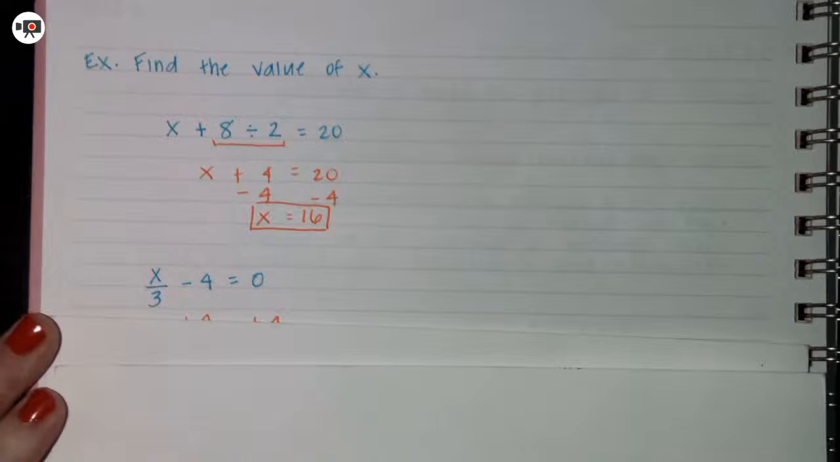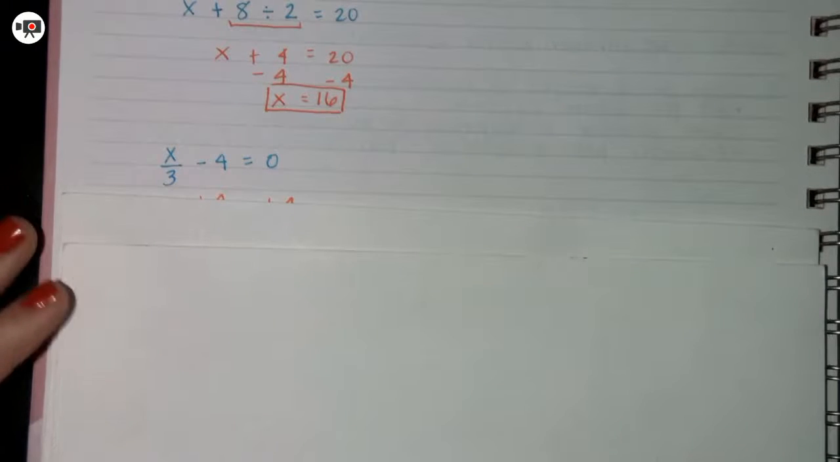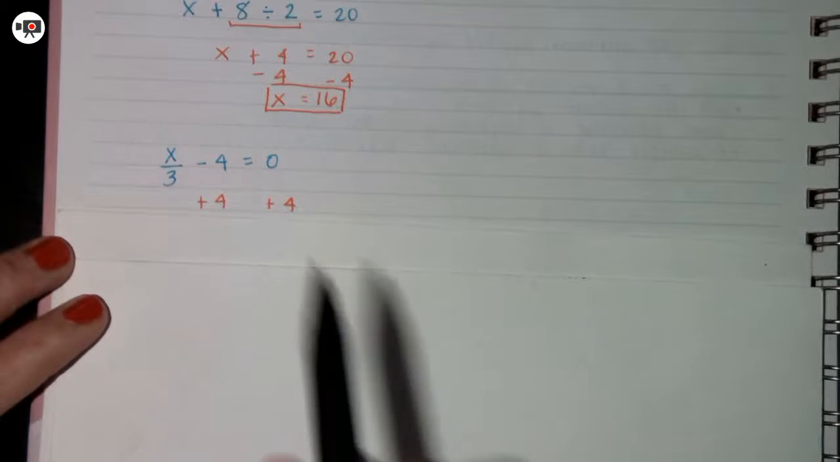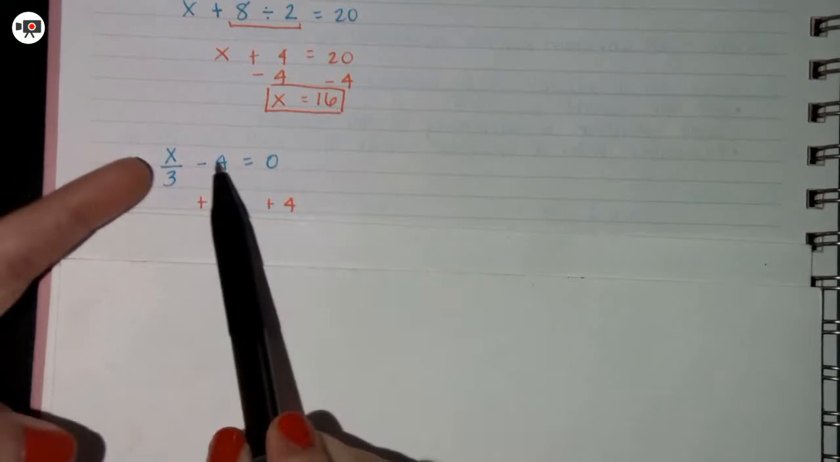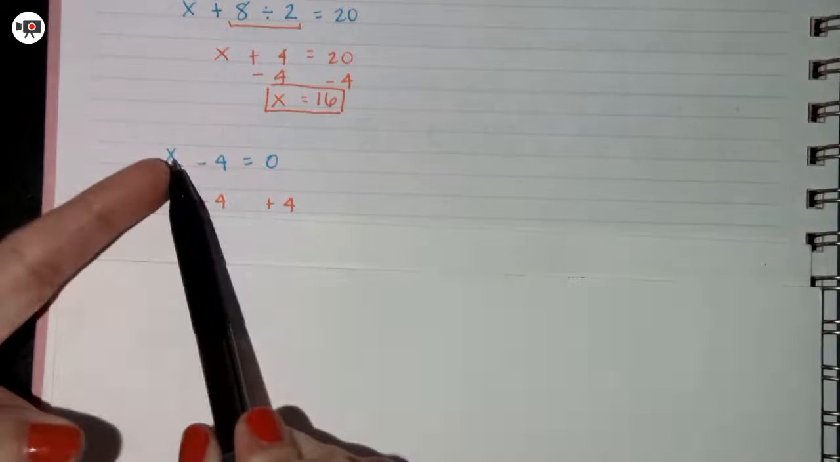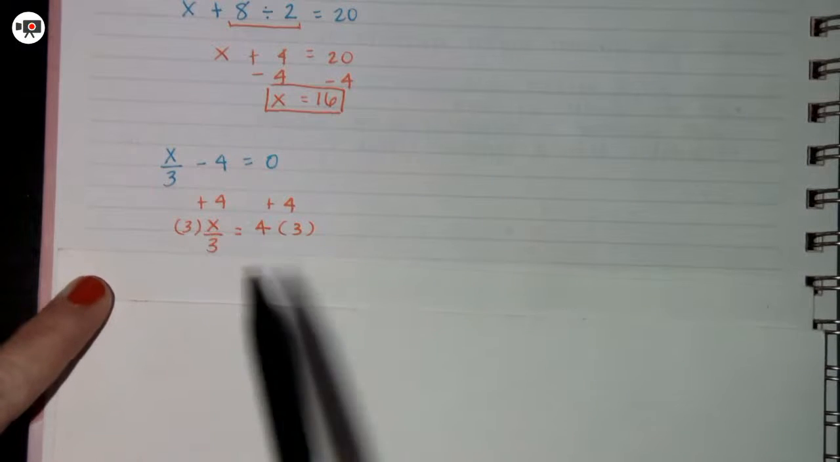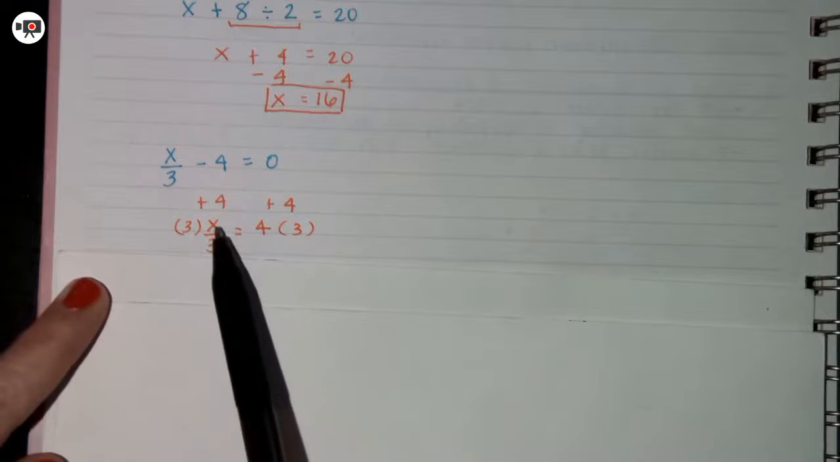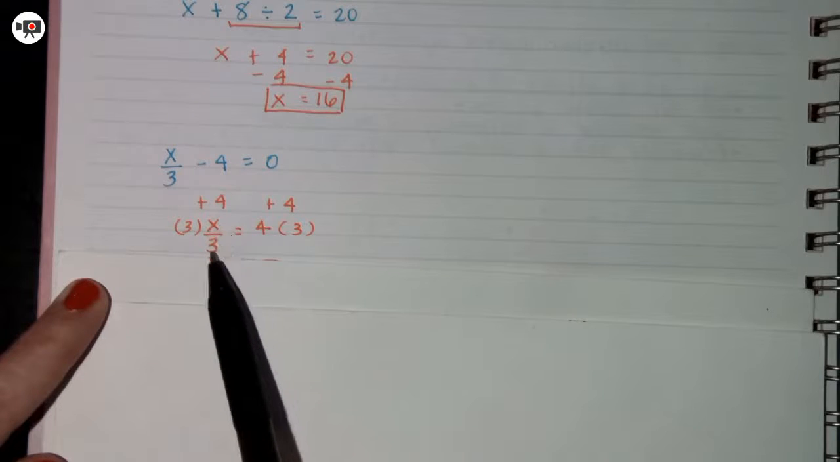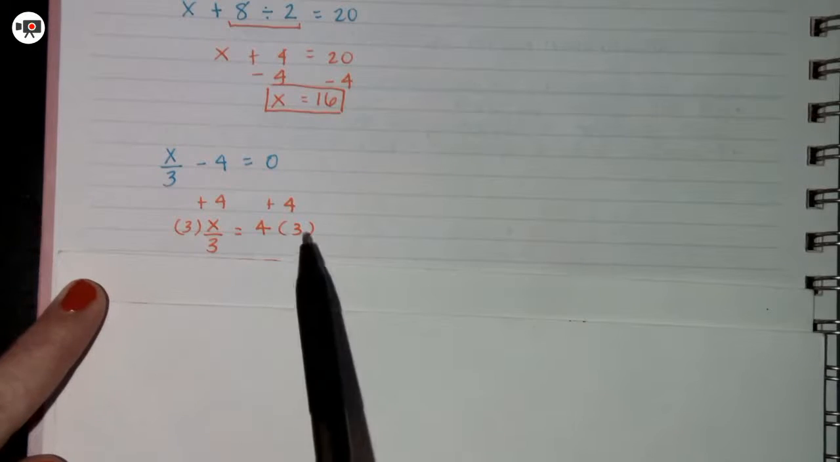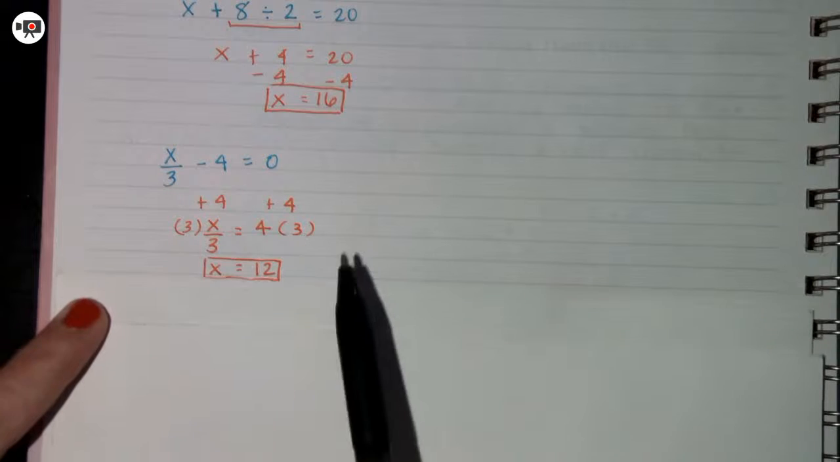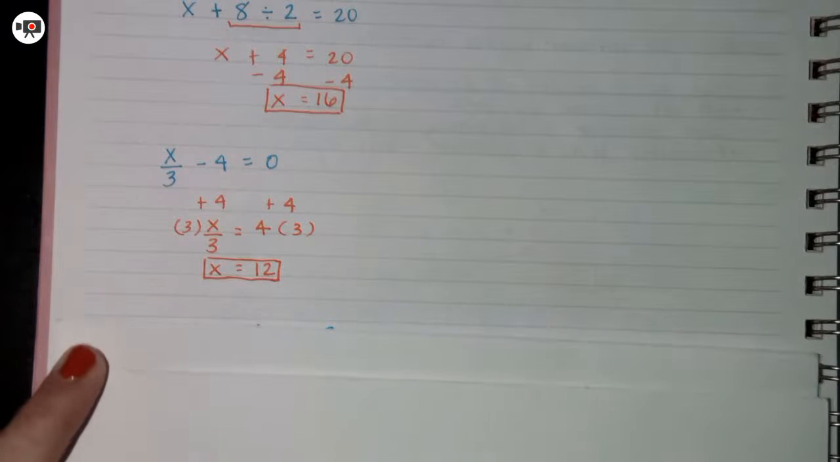For x over 3 minus 4 equals 0, I'm going to start by adding 4 to each side. That's working from the outside in towards the x. So when I do that, I get x over 3 equals 4. x is being divided by 3, so to do the opposite of division, I need to multiply each side by 3. And that is x equals 12.